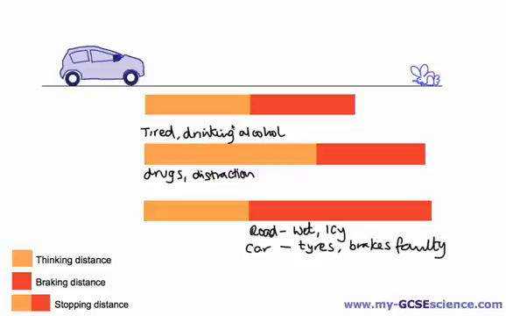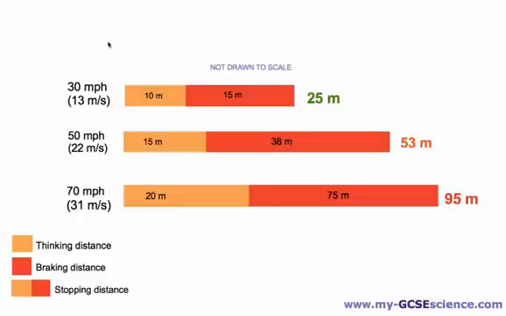So what you need to be able to do is to be able to interpret data that you might be given based on thinking distances, braking distance and stopping distances. And something that's quite typical for you to have to be able to read is something like this. So we've got a table of data, if you like, here, and we can see for the various speeds the amount of time it takes to think, or the thinking distance and the braking distance, assuming conditions are equal for each case. Now at 30 miles an hour, which is about 13 meters per second, we've got a 10 meter thinking distance and a 15 meter braking distance, and altogether it takes 25 meters for the car to stop.